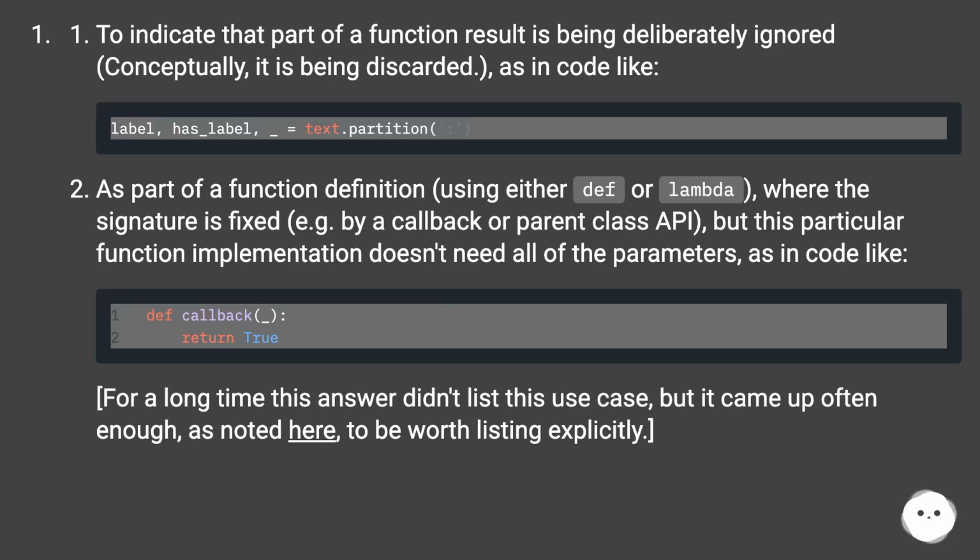As part of a function definition, using either def or lambda, where the signature is fixed, e.g. by a callback or parent class API, but this particular function implementation doesn't need all of the parameters, as in code like. For a long time this answer didn't list this use case, but it came up often enough, as noted here, to be worth listing explicitly.